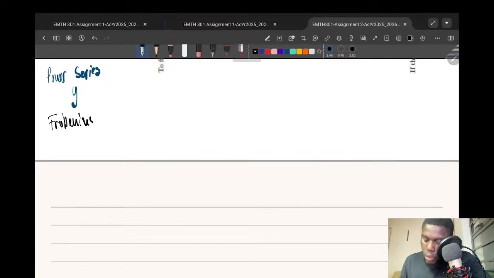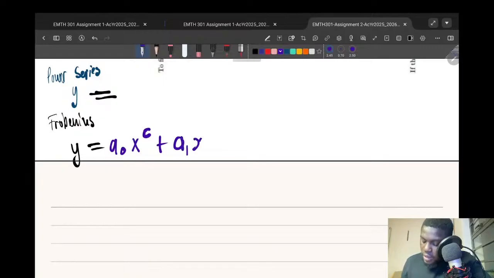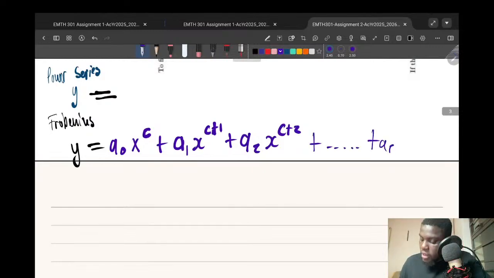All right, so what is the y for the general power series method? Then for Frobenius, the y is going to be like this. We say a0, then x to the power c, plus a1, x to the power c plus 1, plus a2, x to the power c plus 2. These are powers in Frobenius. It keeps going until it gets to ar, x to the power of c plus r.